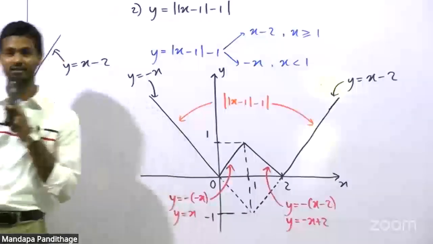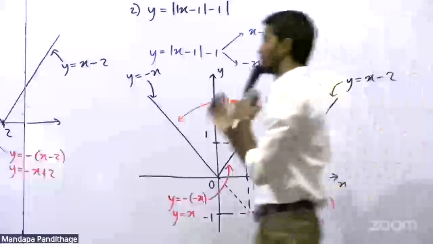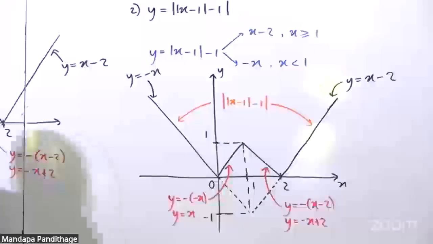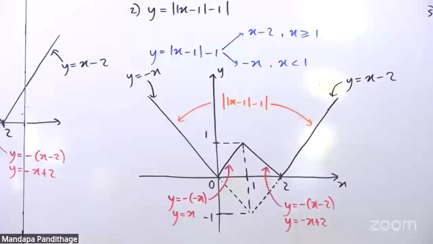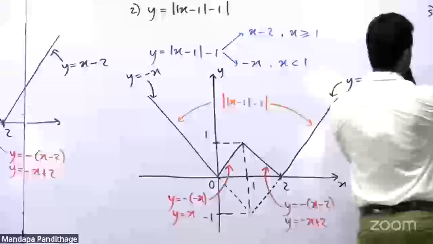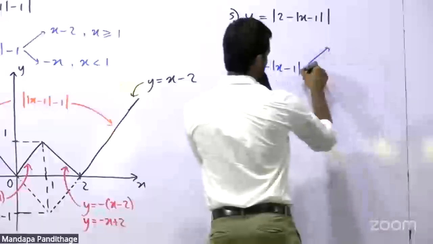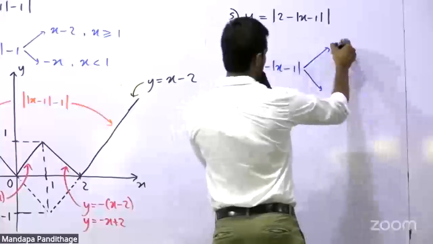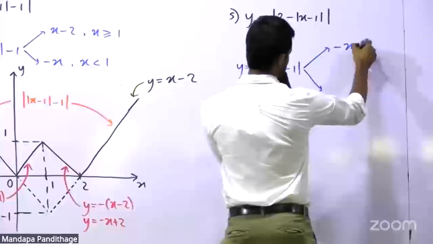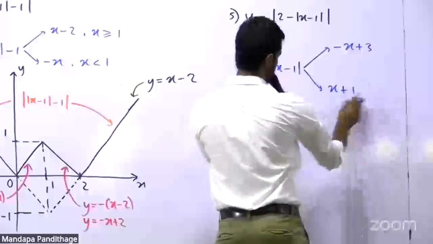Okay, to the fifth one, question number 5. What should be mirrored is the negative parts. In question number 5, you have two negative parts. Those two should be mirrored. So here, first we are supposed to sketch the graph of y equals 2 minus modulus x minus 1. I'll directly write the two graphs. You get minus x plus 3, and the other one is x plus 1.